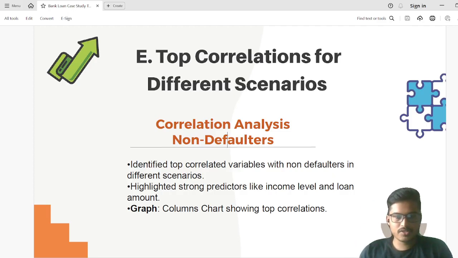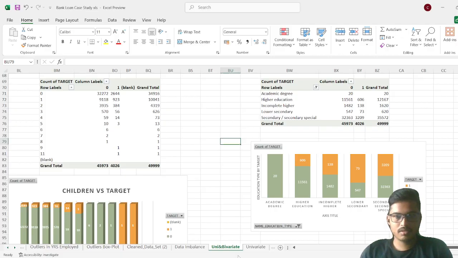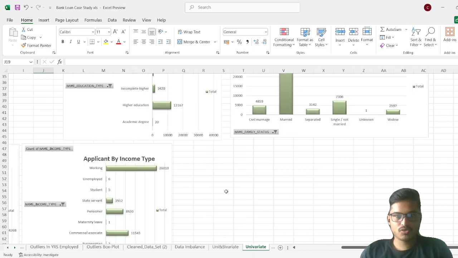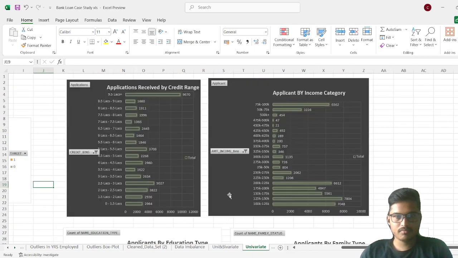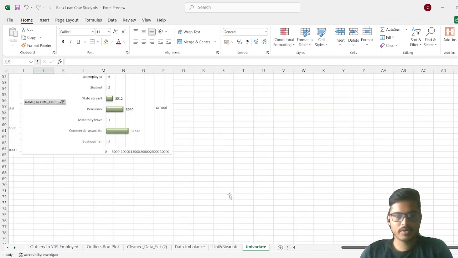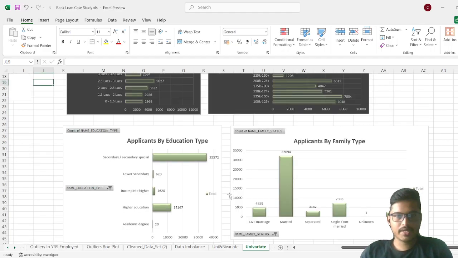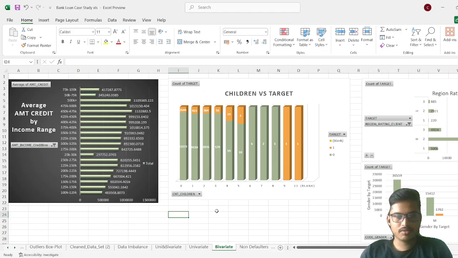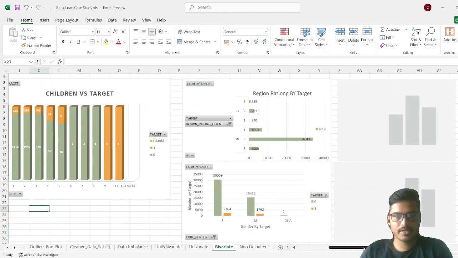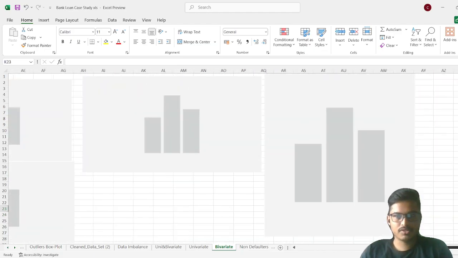So how did we execute this? Let me come back to my Excel sheet here. So again, this is what we have included. All the univariate analysis in one place, and all the bivariate analysis in one place. Okay.